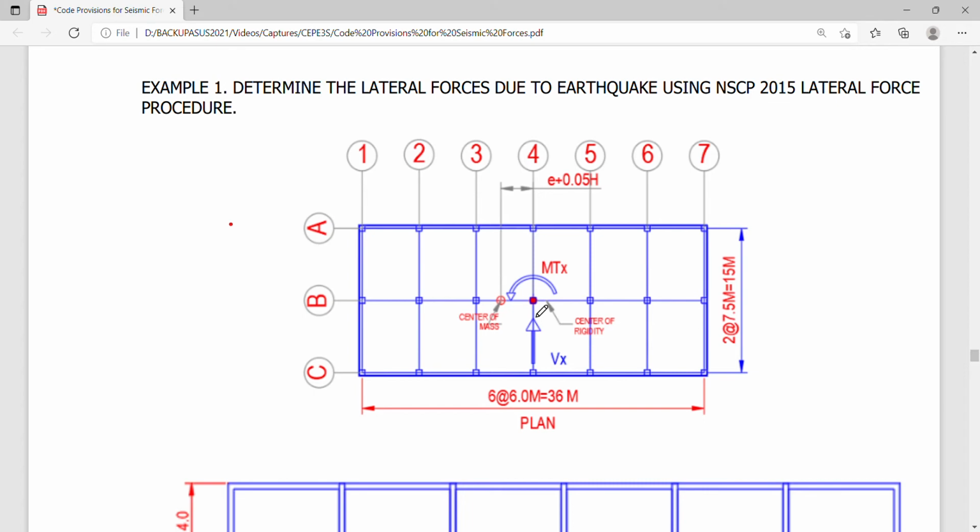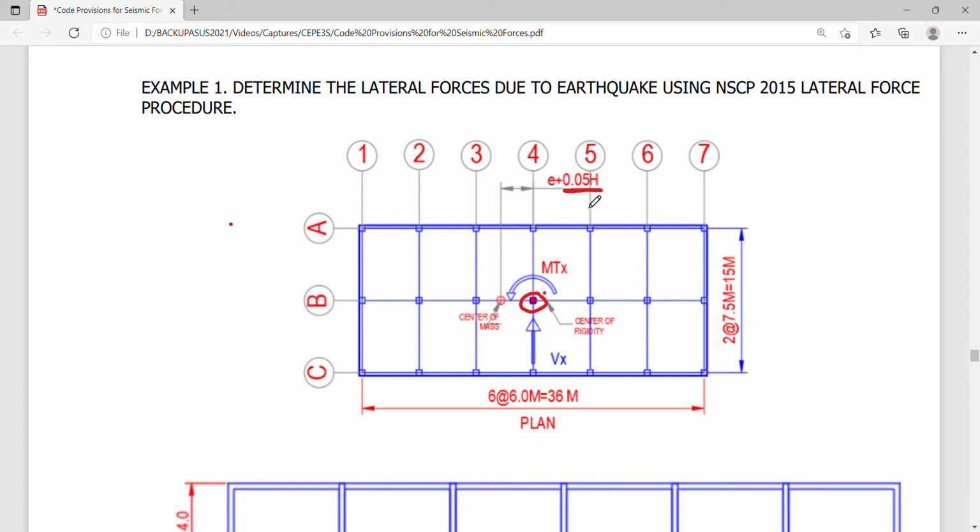So if you are going to take a look at the point of concentration of the columns, we can say that the center of rigidity is actually at grid 4 and grid B here of the plan, and the center of mass is also fairly located at the same point, but of course we have to take note that accidental eccentricity on the center of mass must be considered.